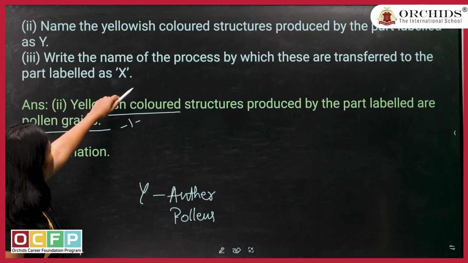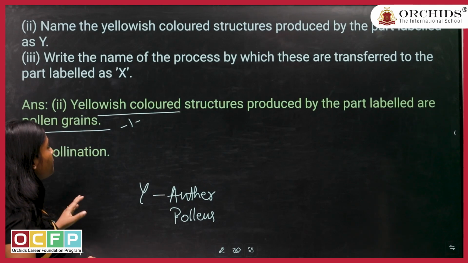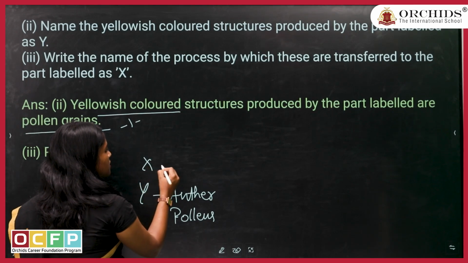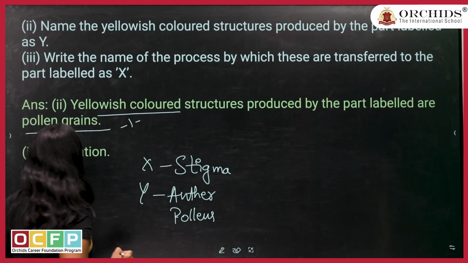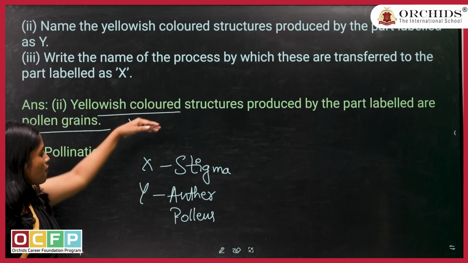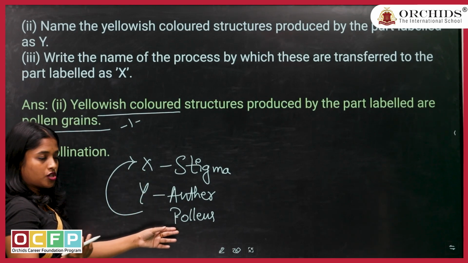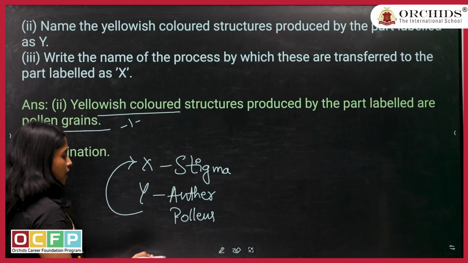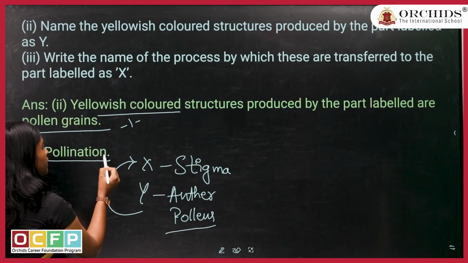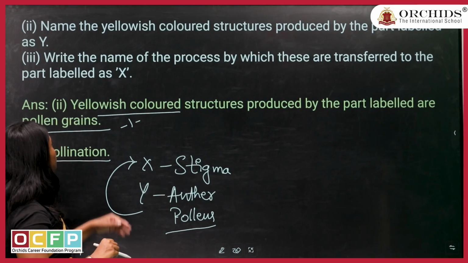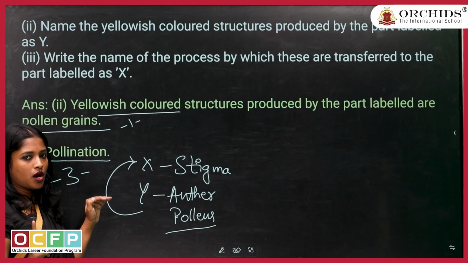Next, write the name of the process by which these are transferred to the part labeled as X. What was X? X was stigma in the picture. So the question is asking what is the process wherein Y transfers those yellowish structures to the X part. That is, pollen grains are transferred to stigma. That process we call pollination. So we have answered 3. Each question carries 1 mark.